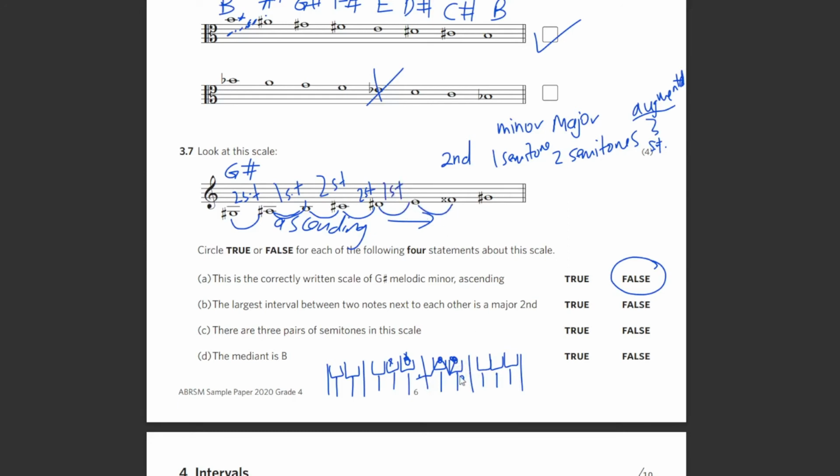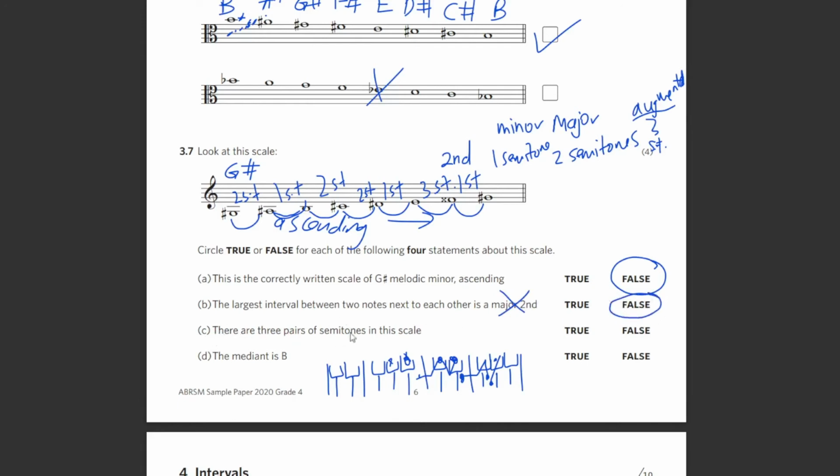E to F double sharp, this is E, this is F, this is F sharp, this is F double sharp. So 1, 2, 3, three semitones. Then F double sharp, which is here, to G sharp is one semitone. So you notice that the largest interval is three semitones apart, and three semitones is augmented. Augmented is bigger than major because it is three semitones apart. The statement says the largest interval between two notes next to each other is major second. No, it is not true. It is augmented second. So the answer is false.